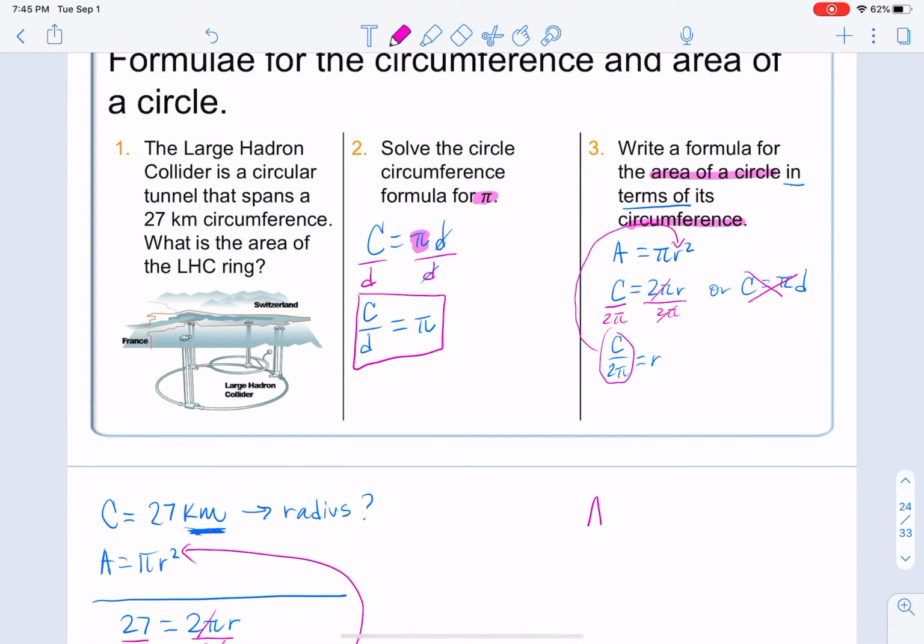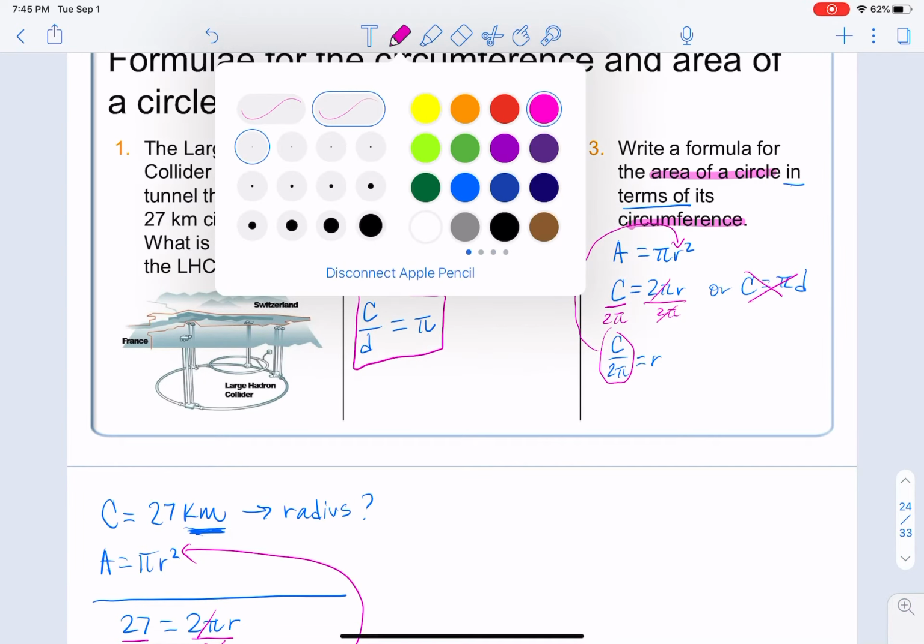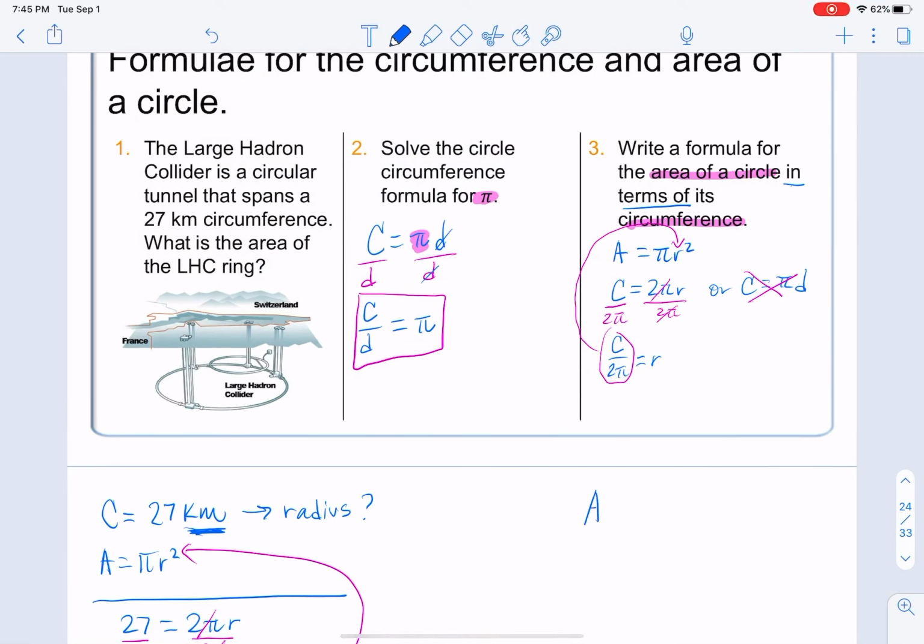I'm going to rewrite my area formula here. Why am I using magenta? No, blue. Please keep it consistent. Pi, and I'm supposed to write an r there, but instead of r, we're going to write the quantity c over 2 pi, because that's what the radius is now equal to, and then I want to square it.